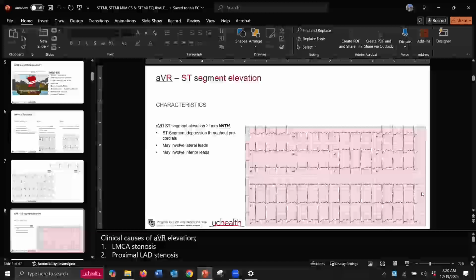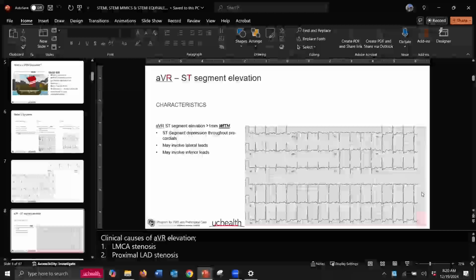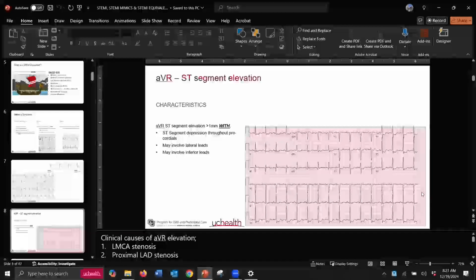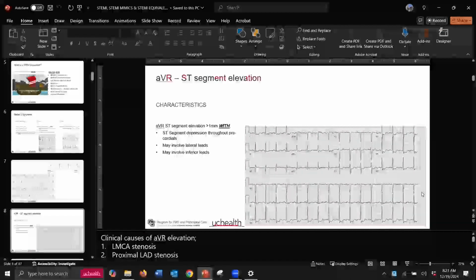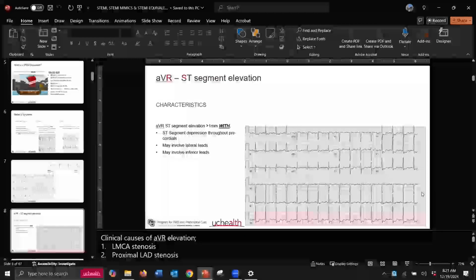Okay, so the characteristics that we're looking for is ST segment elevation in AVR with ST depression throughout the entire precordial leads. So if we see ST segment elevation in AVR, I want to know that there's reciprocation throughout the entire precordial leads.